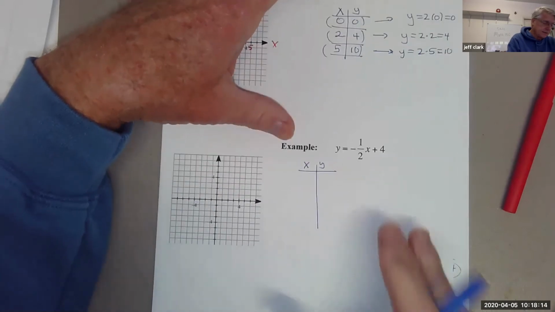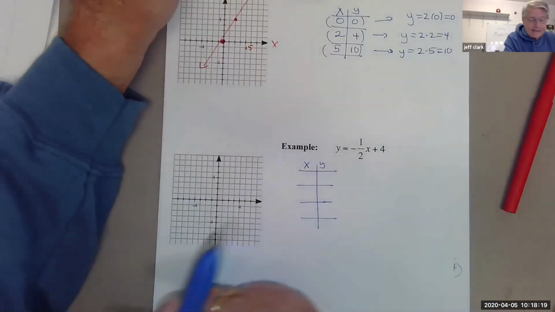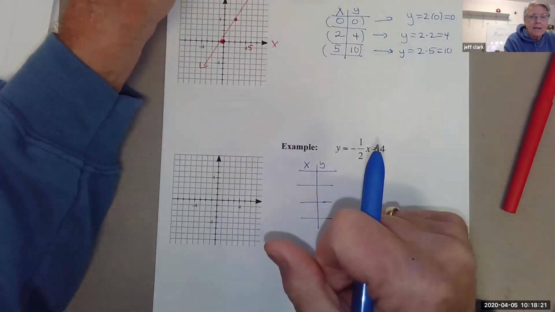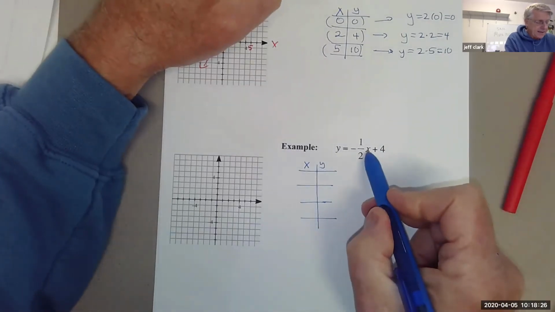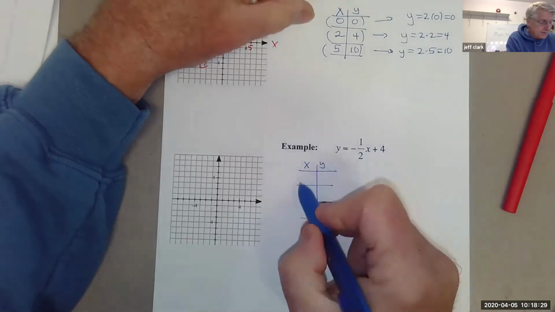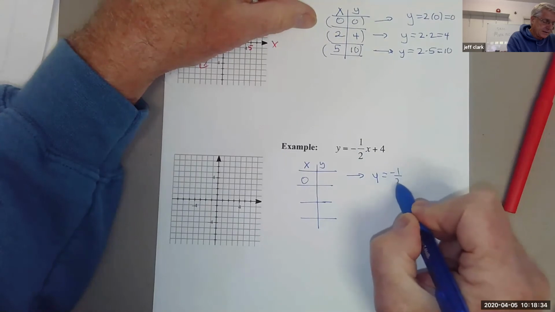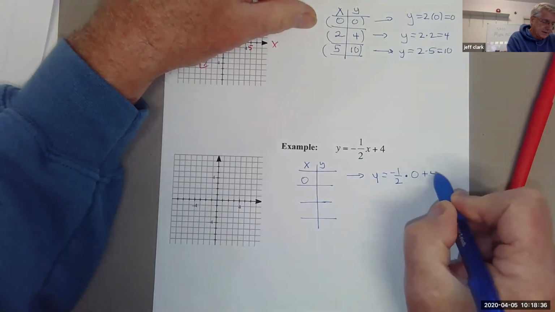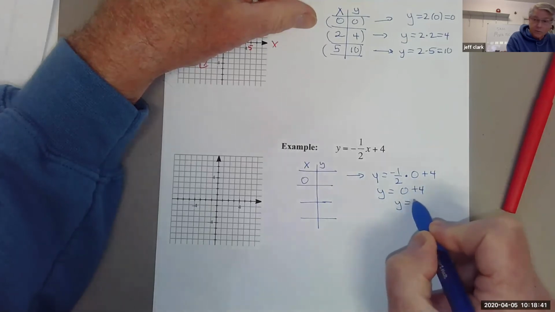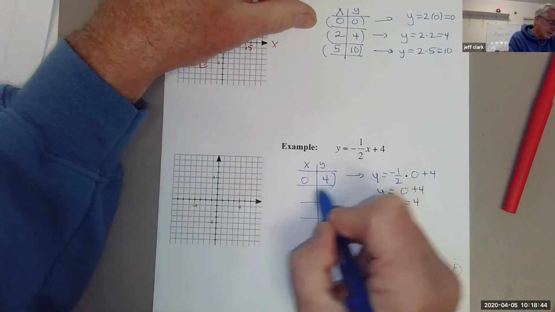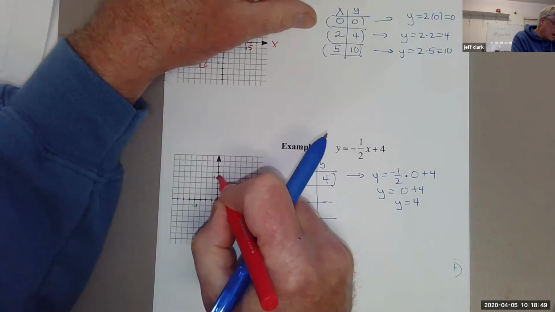Next one. Okay, again, since Y is all by itself, pick numbers for X. For instance, let X be 0 is always a nice one. Here's your work. Zero plus 4, Y equals 4. Okay, plot that point right here.